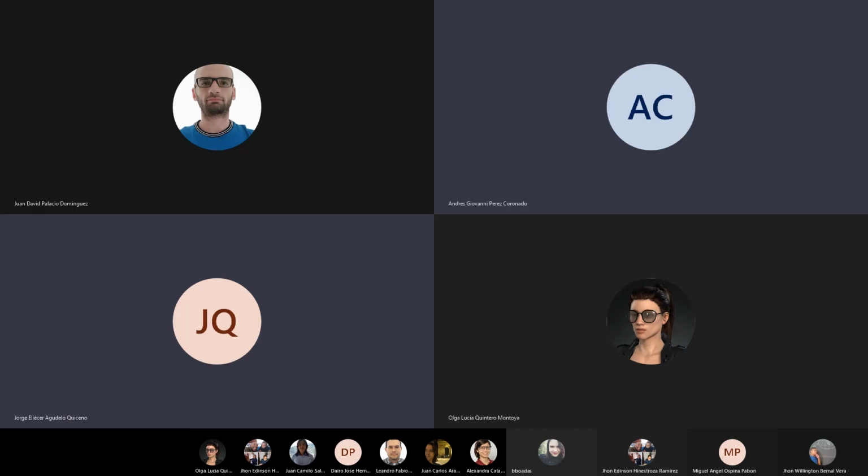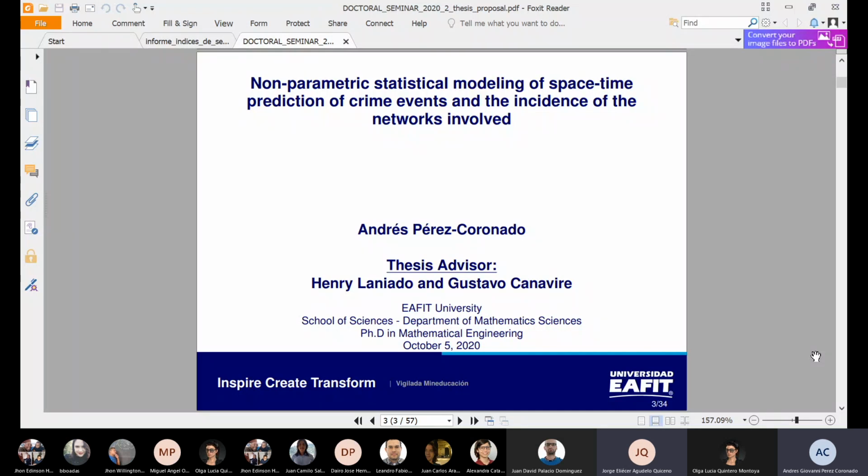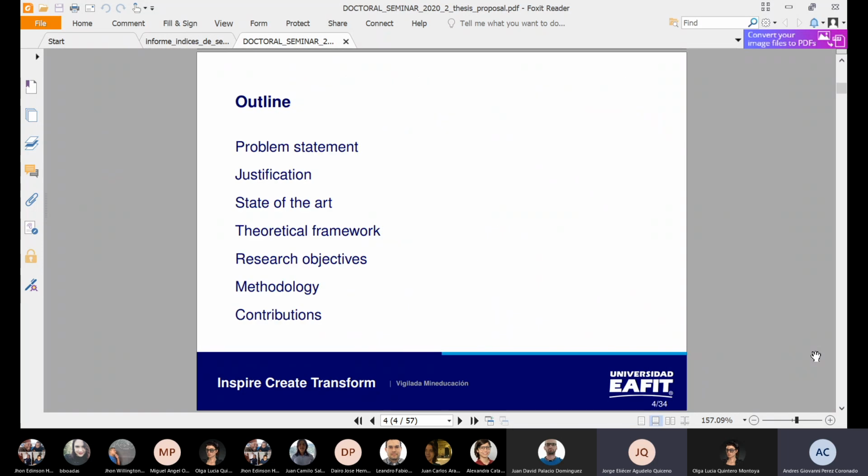with the criminal networks, the networks that are involved in crimes. My thesis, I am Andres Perez Coronado, and my thesis advisors are Henry Laniado and Gustavo Canavire. Okay, the outline for today is problem statement, justification, state of the art, theoretical framework, research objective, methodology, and contributions.